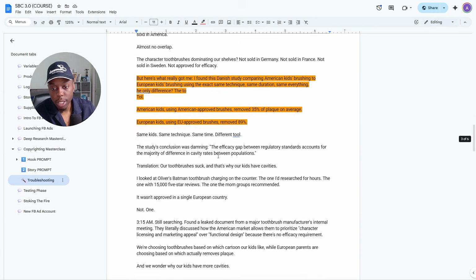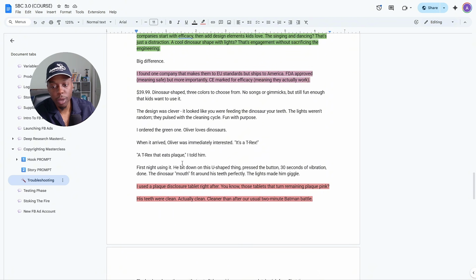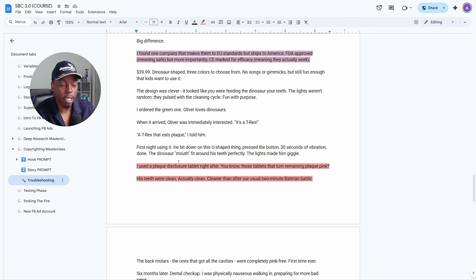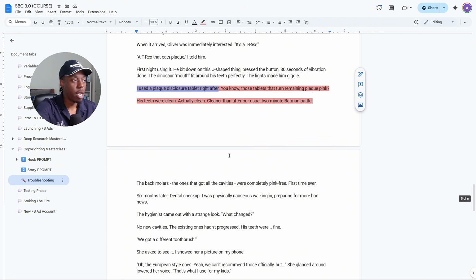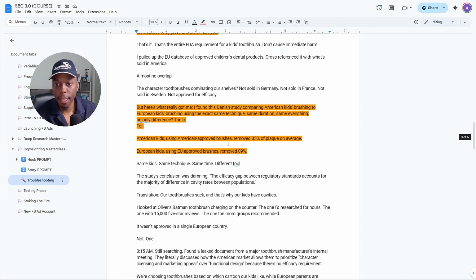Objection handling, right? There are always going to be some level of objections. Okay, I can see that it's different, but does it actually work? That tends to be the objection or the concern. I used a plaque disclosure tablet right after. So basically, I'm just going to summarize this. The storyteller in this case is saying, to prove that it worked, I used this tool that turns your gums and teeth a different color, and it actually worked. It cleaned off and it looked amazing, basically, is what that says.